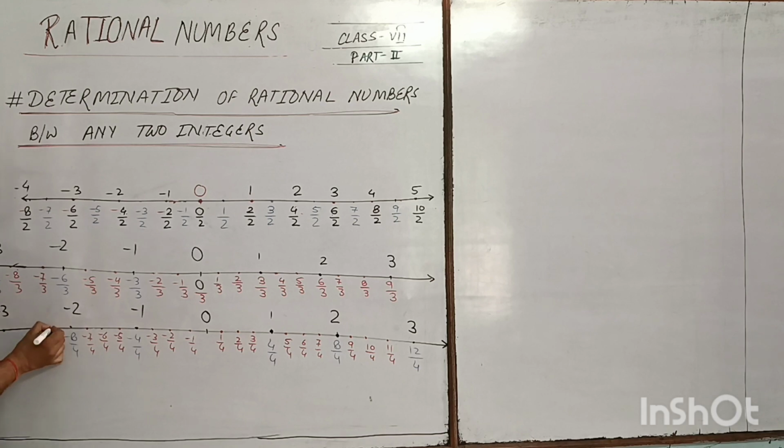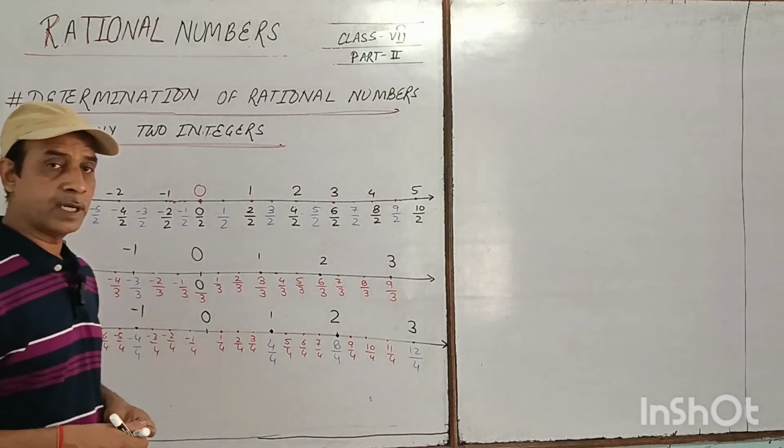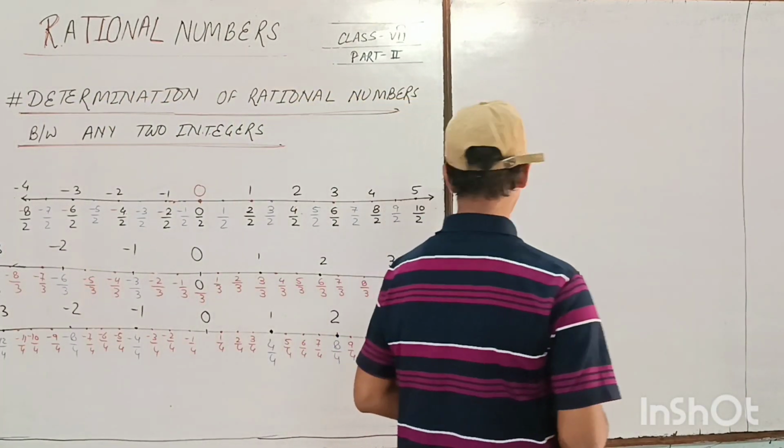I hope you all must be getting it very well. Minus 9 by 4, now it is minus 10 by 4, minus 11 by 4, and minus 3 can be written as minus 12 upon 4. That means what can you see? What can you note from here?